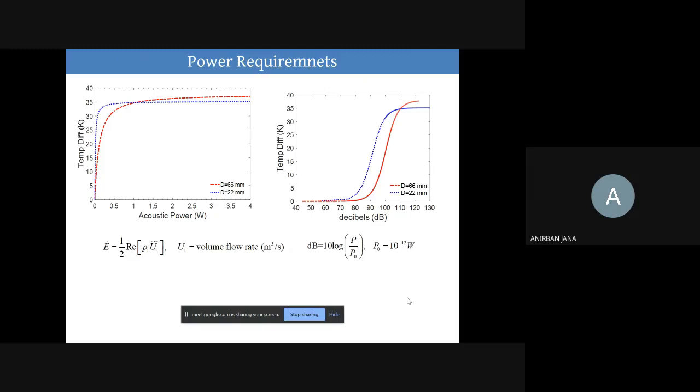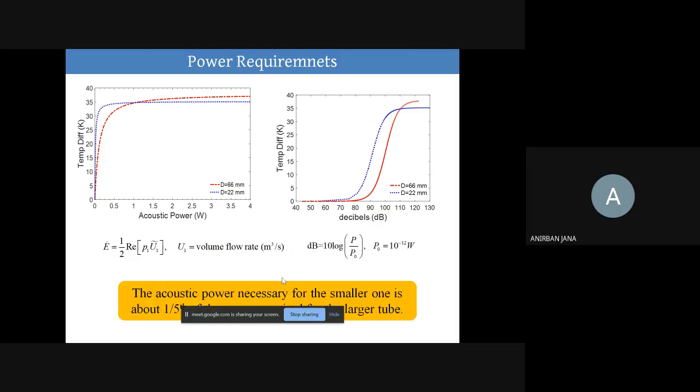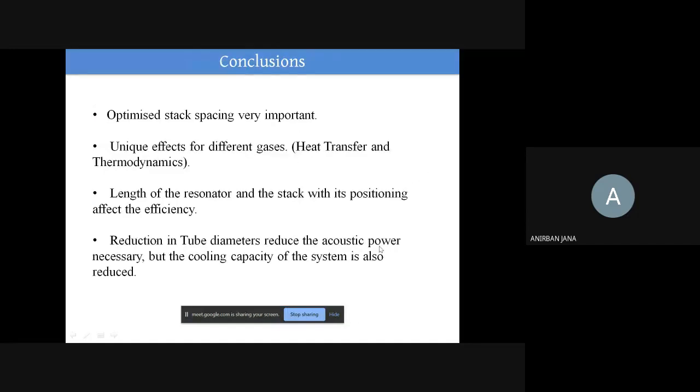About the power requirements, this is one important criterion. If you reduce the area by almost 10 times, the acoustic power necessary reduces by one fifth. And the operating decibel levels are also reduced, from something like 190 decibels. So it's pretty noisy, but you need to enclose the thing inside to have better performance. The conclusions are given here, but I'll not go through them.